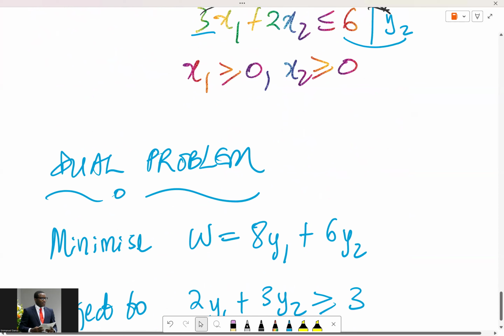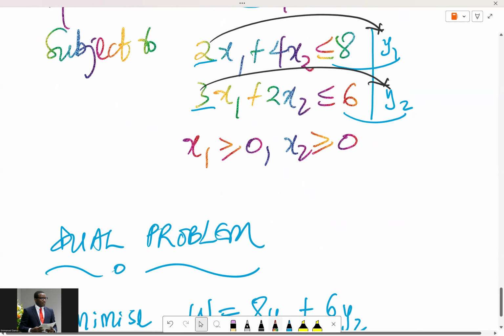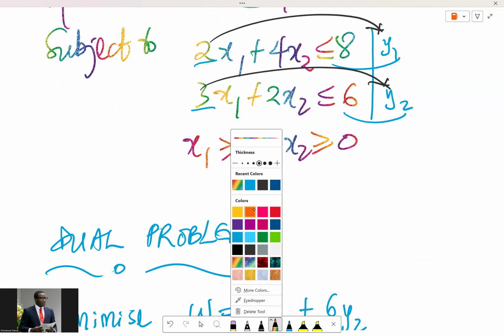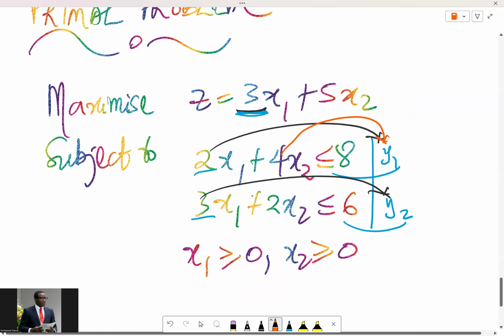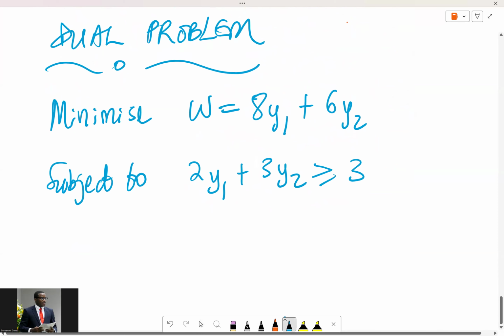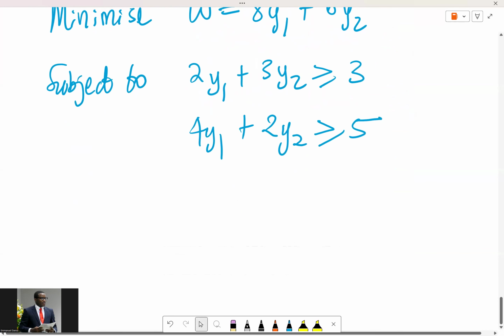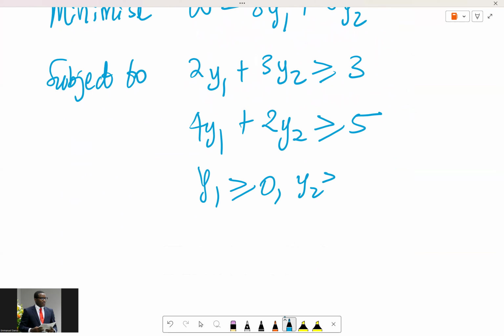To get the other one, I guess I need to change the marker. Okay. So the other one is going to be 4y1 plus 2y2, and that will be greater than or equal to 5. So that'll be the next constraint. So 4y1 plus 2y2 is now greater than or equal to 5. Of course, you have your y1 and y2. y1 is greater than or equal to 0. y2 is also greater than or equal to 0.